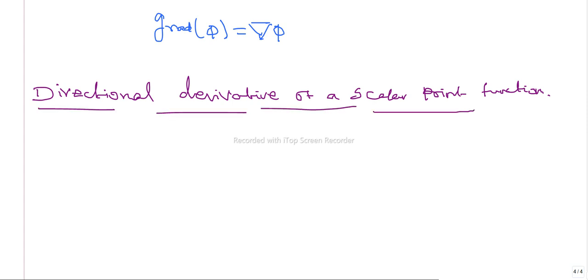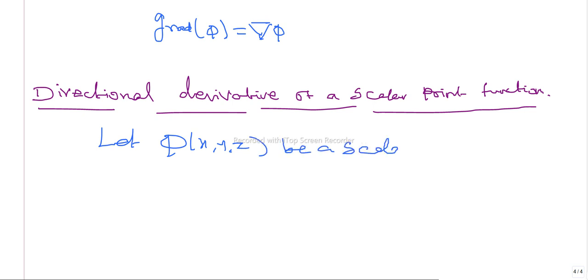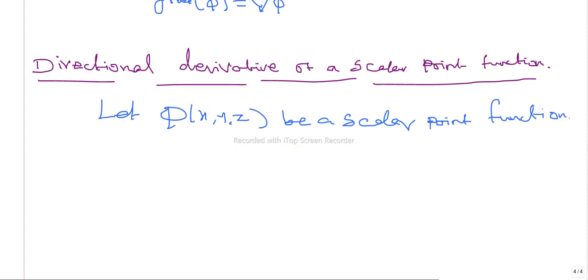Direction means there is some direction involved. So suppose we have some scalar point function. Let pi of x, y, z be a scalar valued function in some region. Now suppose I want to find the directional derivative at the point P.